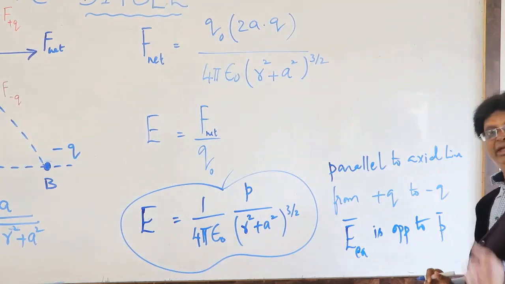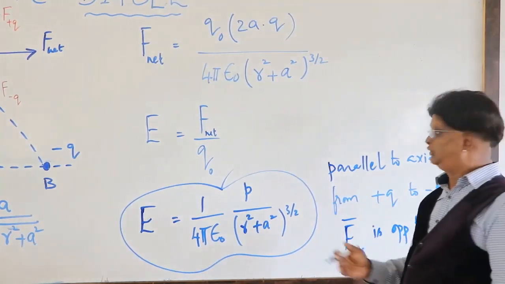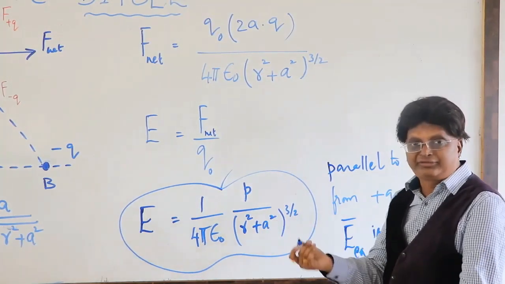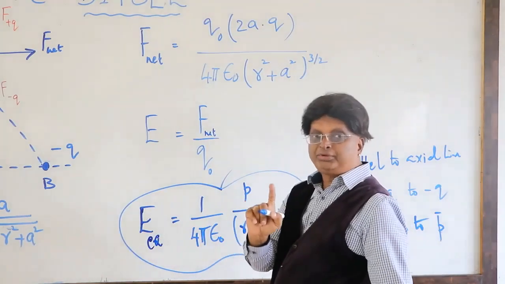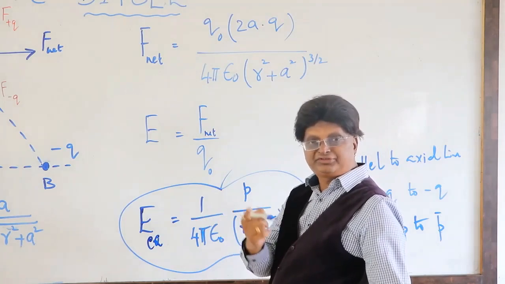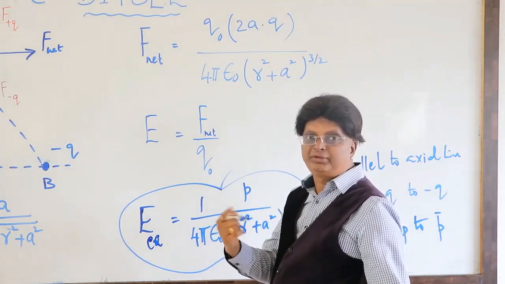So now, once again, last class we have told E at axial point. Now this time it is E at equatorial point. What about short dipole? Yes? Yesterday we told what is meant by short dipole.